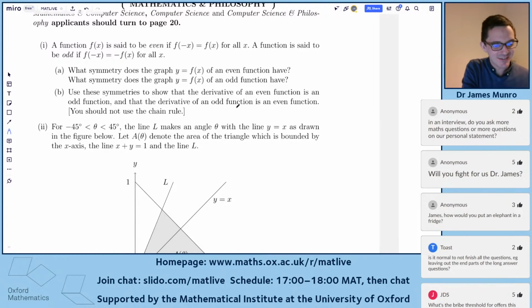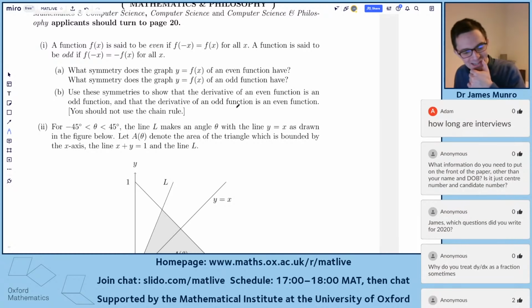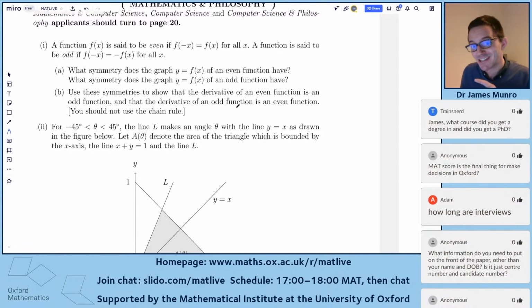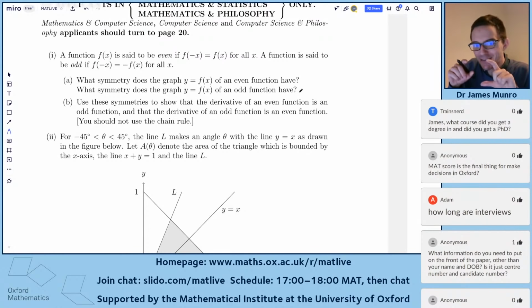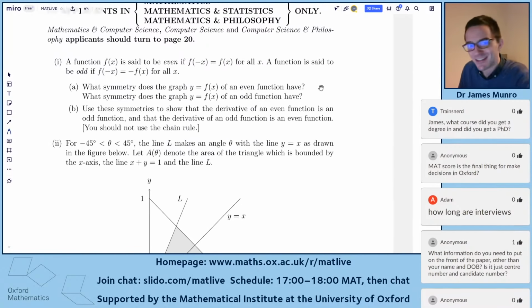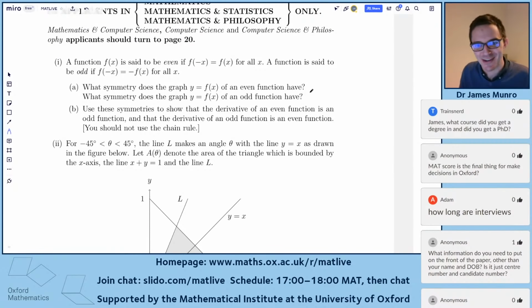Why did you treat dy by dx as a fraction sometimes? This is like a separate rant that I should do at some point. Dy by dx is secretly a matrix, and when you want dx by dy, what you're actually doing is finding a matrix inverse. But because matrices with one element in work like numbers, you just turn the number upside down. But secretly you're finding a matrix inverse. I should not do this rant now, we've got other things to do.